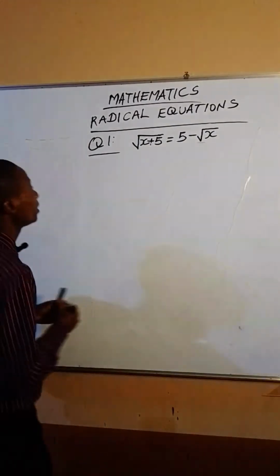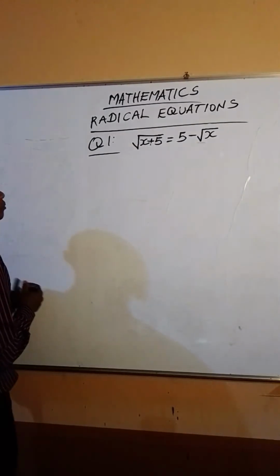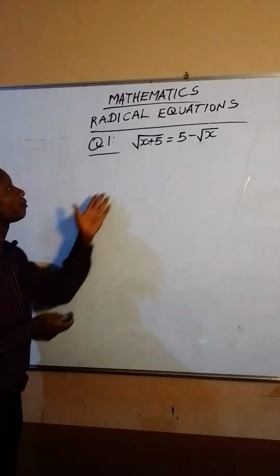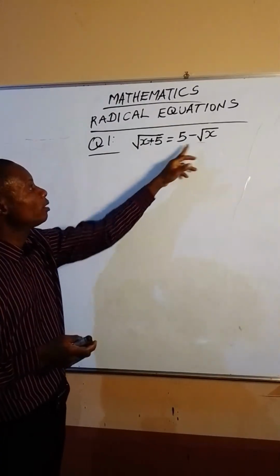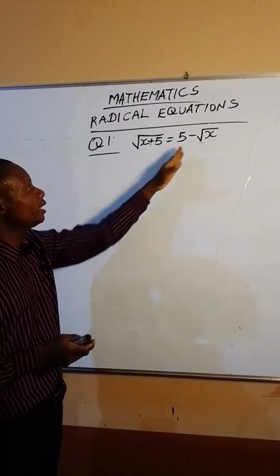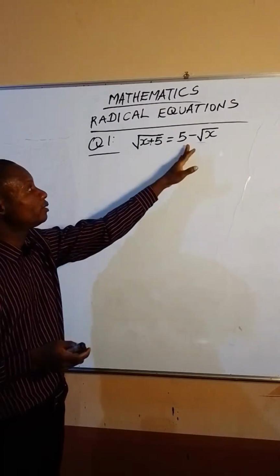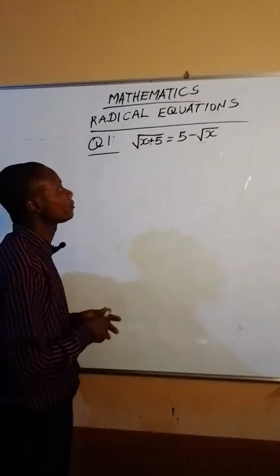So what are we going to begin with? We are going to start by isolating the radicals. When we isolate the radicals, then we square both sides. So keep isolating and squaring.